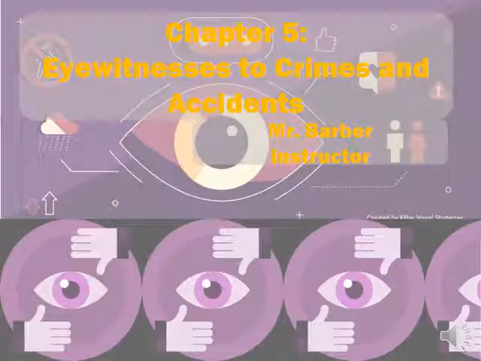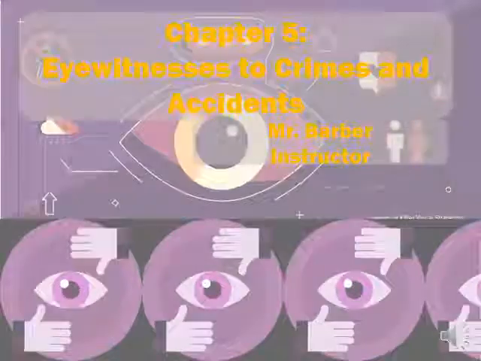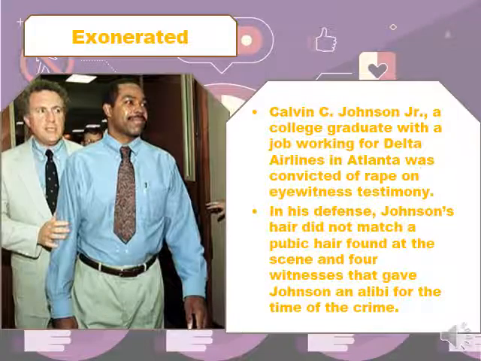We'll begin with Chapter 5. One of the things we'll be looking at is eyewitness testimony to crime and accidents. So again, I'm your instructor, Mr. Barber. So we'll begin. Initially, the first part we'll look at is exoneration.